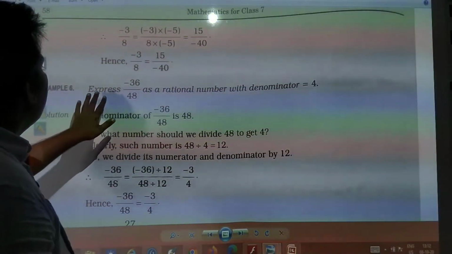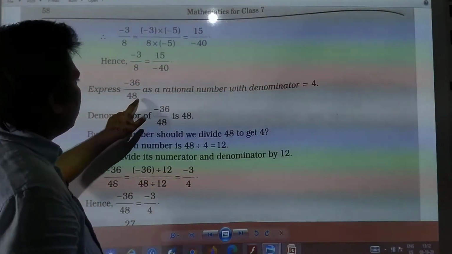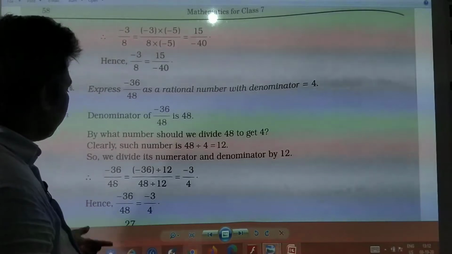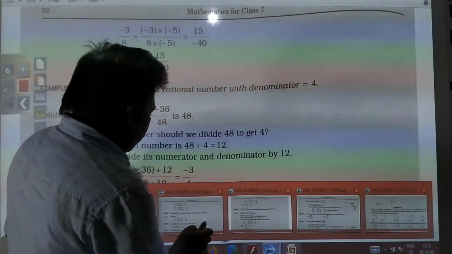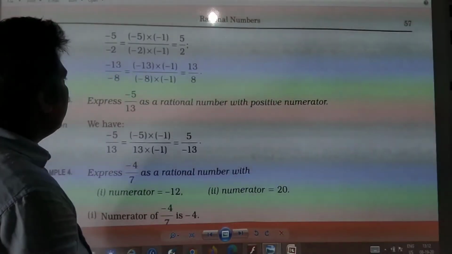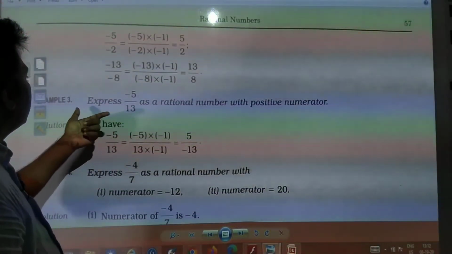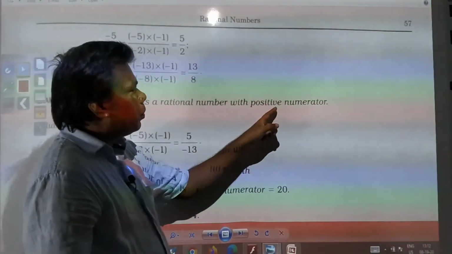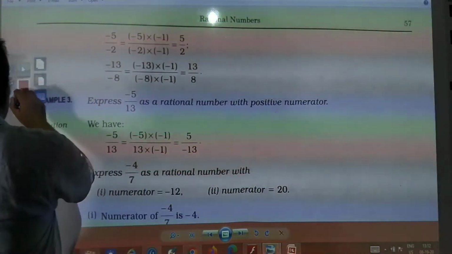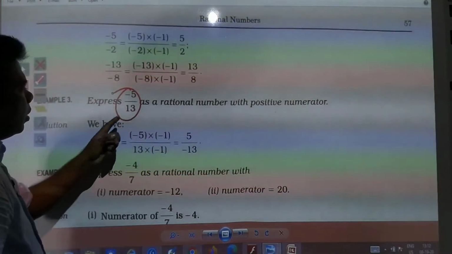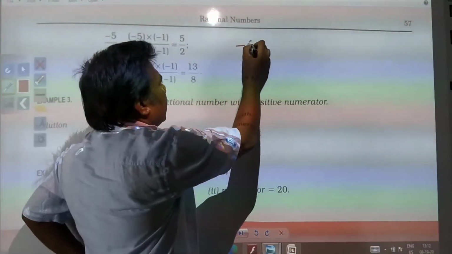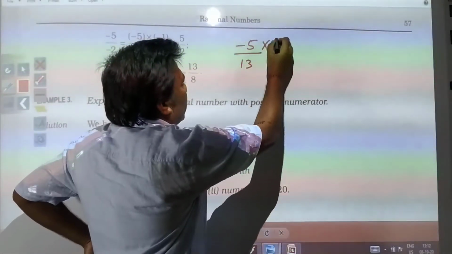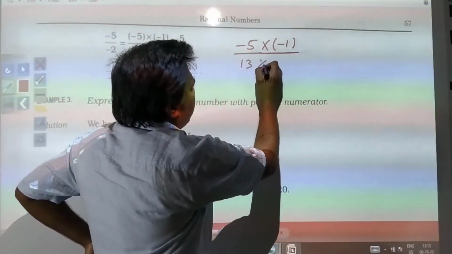Here you see, express minus 36 by 48 as a rational number with denominator equal to 4. Next example, you have example 3. Express minus 5 by 13 as a rational number with positive numerator. Suppose there you had to write a positive denominator, here you have to write a positive numerator. Then also the same thing is required to be done. Here you need to multiply it by minus 1.